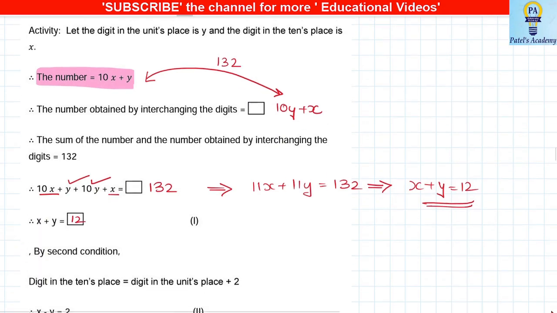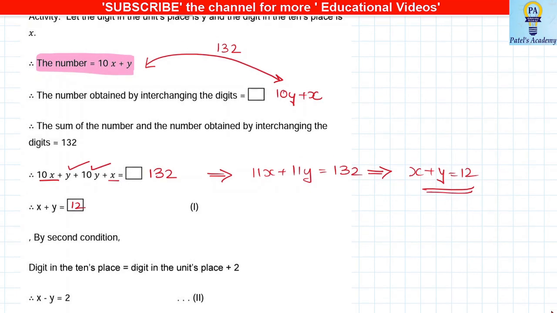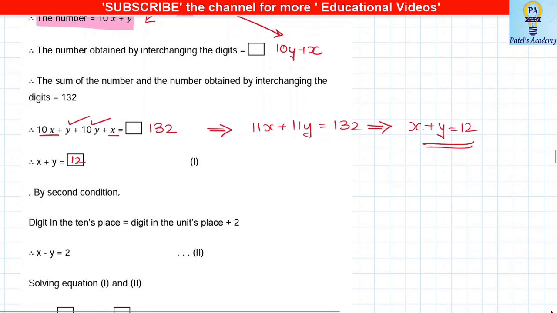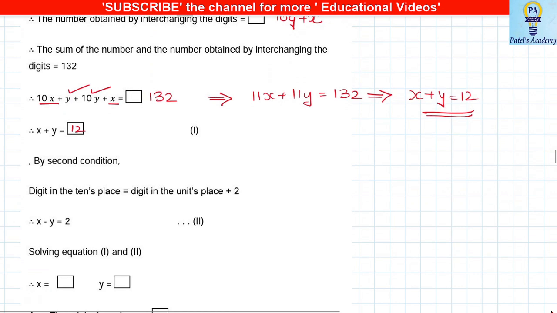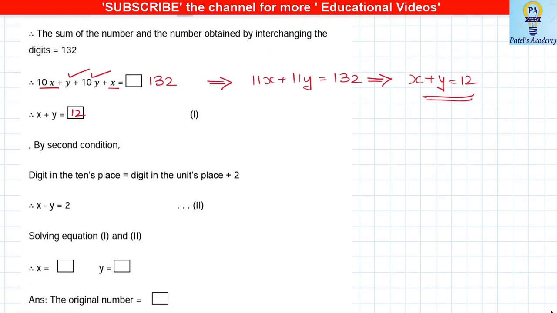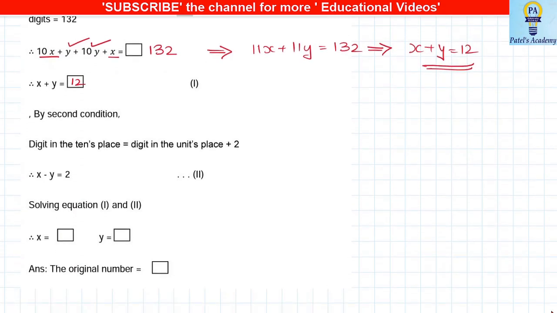Okay, now the next condition they have given is the digit in the tens place minus the digit in the units place is 2. So I have x minus y equals 2, second equation. So let us solve the equation here, students. We have x plus y equals 12 and x minus y equals 2.